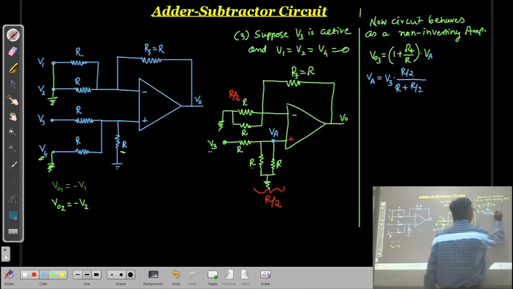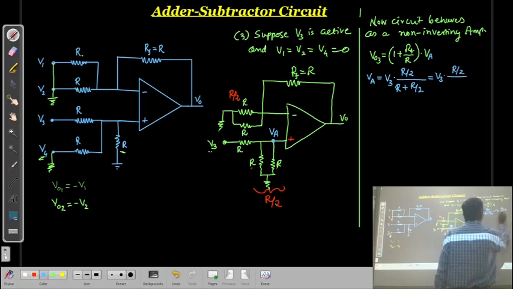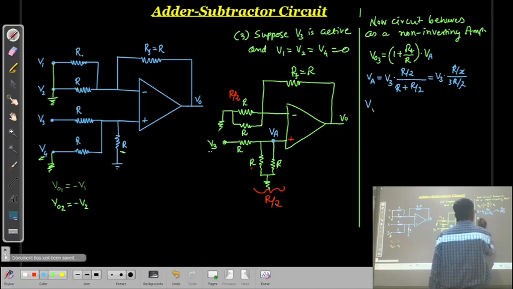So this VA will be equal to, we have 2R plus R, so it is 3R. We write V3 into R by 2, and this is 3R by 2, and here R by 2 will be cancelled. So the potential VA will be equal to V3 by 3.